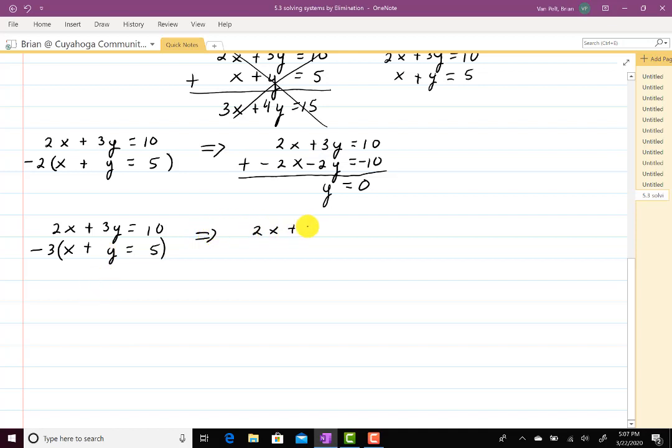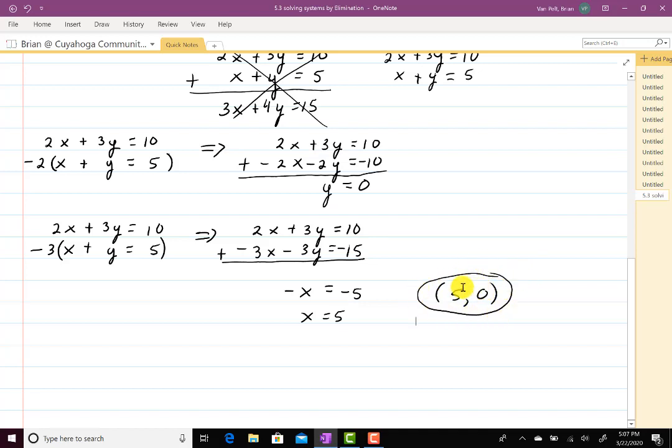So I have 2x plus 3y equals 10, and -3x minus 3y equals -15. Add them together. The y's cancel completely. I get -x equals -5. And then you can divide by -1 or just reason it out. x is equal to 5. So for our answer, we get (5, 0).